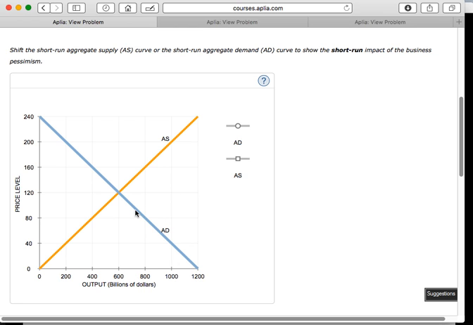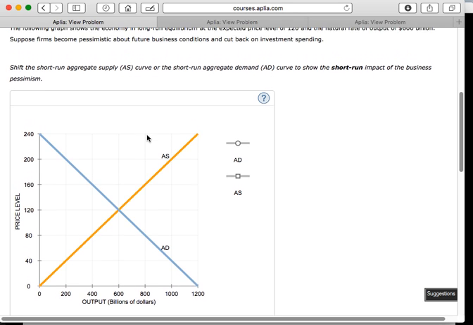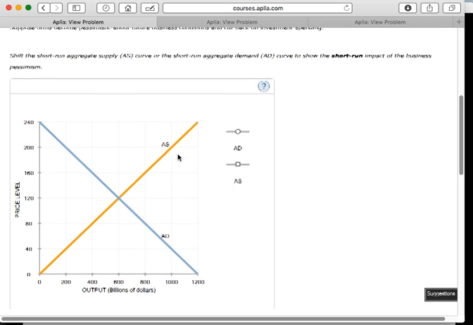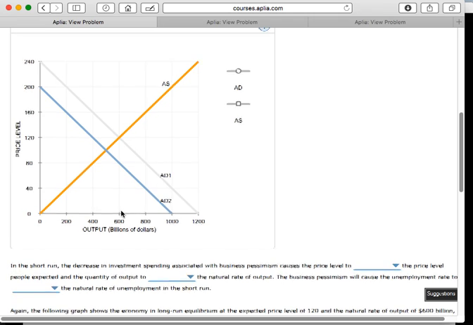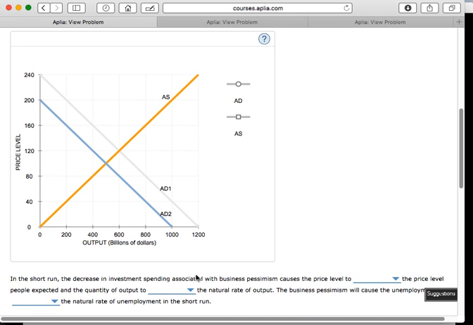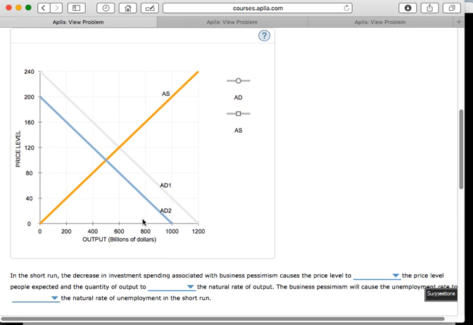Investment is one of the components of aggregate demand, and they cut back on investment spending. So a reduction in investment, or in any of the components of aggregate demand, is going to shift the aggregate demand curve to the left or down. So the first thing is to simply shift the aggregate demand curve to the left. It then says, in the short run, the decrease in investment spending associated with business pessimism caused the price level to fall. Remember the expected price level was 120, the natural rate of output was 600. The new price level, when the aggregate demand curve shifts, is below 120.